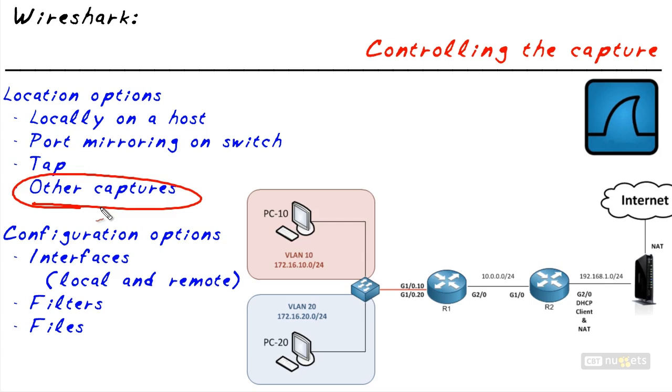Another option that we have are captures that are created by other devices or other software. For example, if somebody has an intrusion prevention system in their network, it's very likely that system has the ability to capture packets. Most firewalls have the ability to capture packets, and Wireshark has the ability to read most of those types of captures natively. So you can just open up the file with Wireshark and you're off to the races.